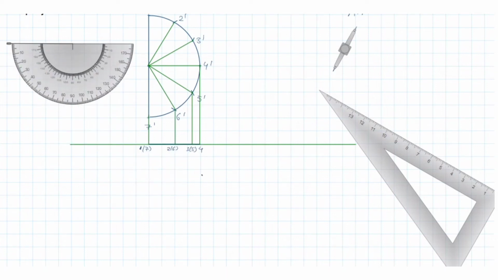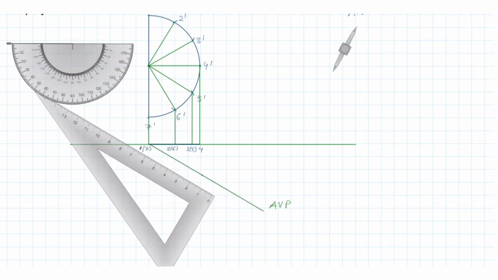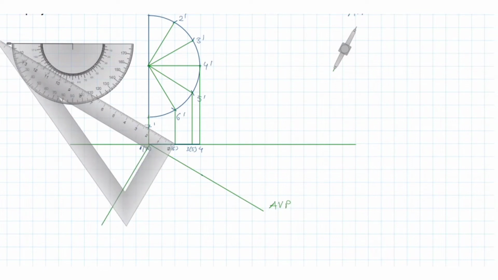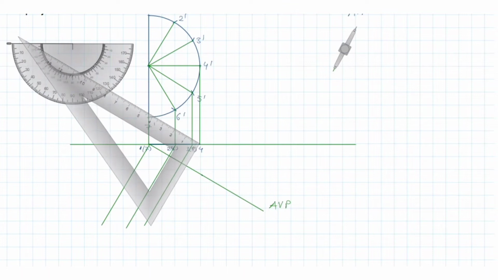From here we will first draw the auxiliary vertical plane. This will be the auxiliary vertical plane, and from these points we will draw the projectors, which will be at 90 degrees to the auxiliary vertical plane. This is the location. Then we draw the projectors at 90 degrees to it: from points 1 and 7, from 2 and 6, then from 3 and 5, and then from 4.